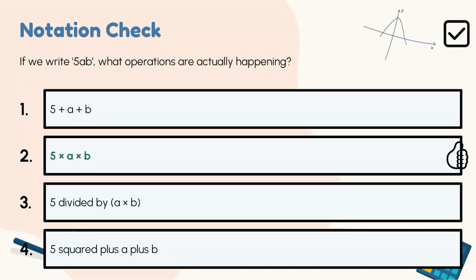The correct answer is 5 times A times B. In algebra, 5AB means 5 multiplied by A, multiplied by B. It does not mean 5 plus A plus B. This is one of the most important things to remember before substituting values into expressions.